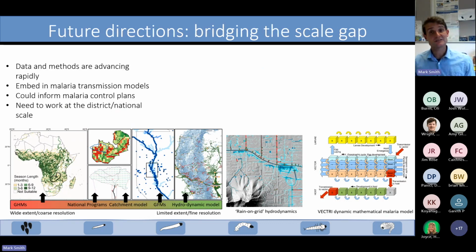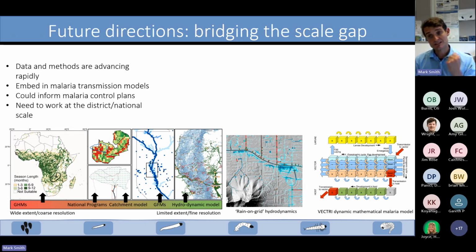So as a final slide then, I just want to think about how we can take this understanding and move forward with it. And I would argue that this is a really good time for this sort of work. Our hydrological data and methods are advancing really quickly. What we really want to do is to take the two levels of detail I've presented here today, the continental scale on the left, the detailed floodplain scale on the right, and find that intermediate scale. That's where you can really inform this targeting and tailoring of interventions at a national malaria control strategy level. And that's what we're trying to do now.